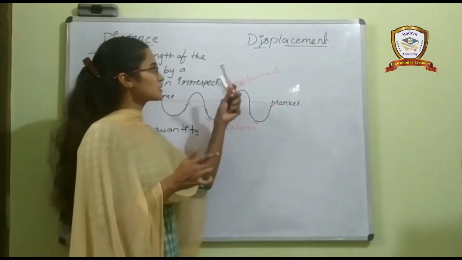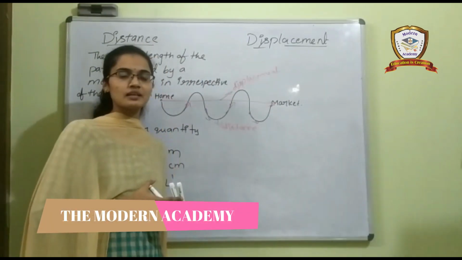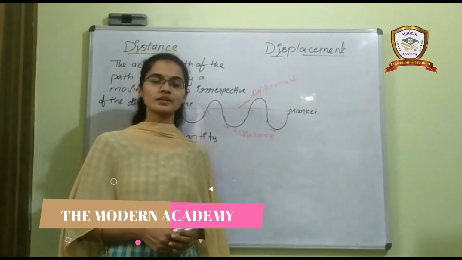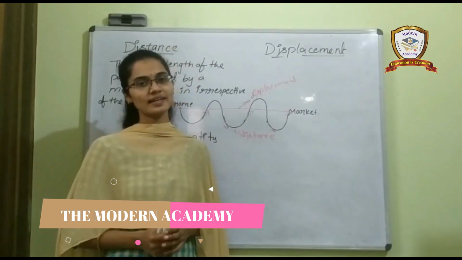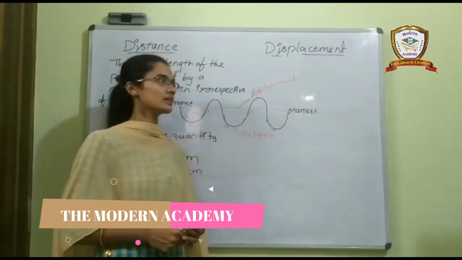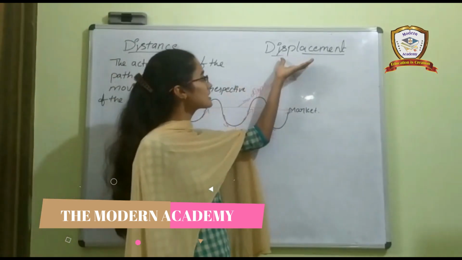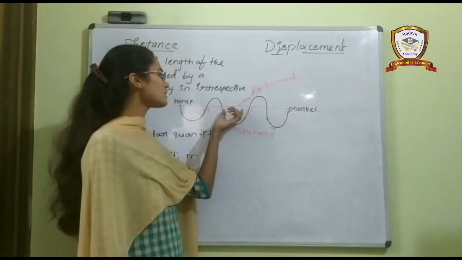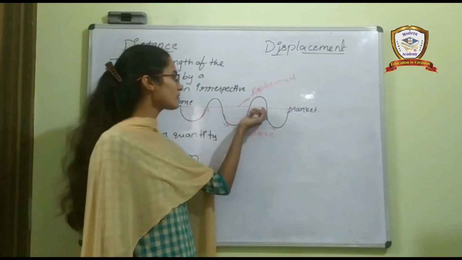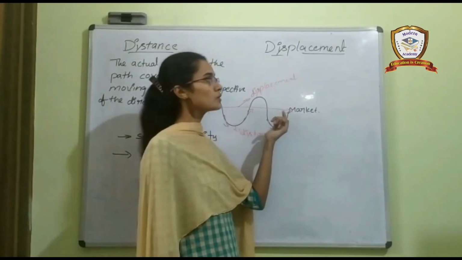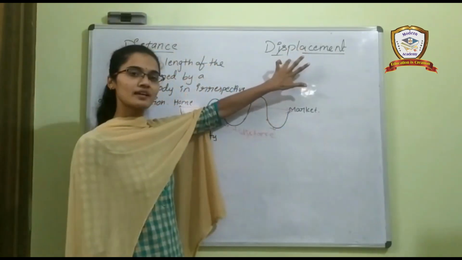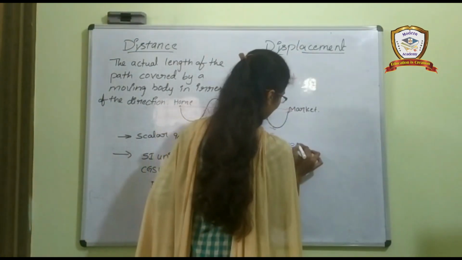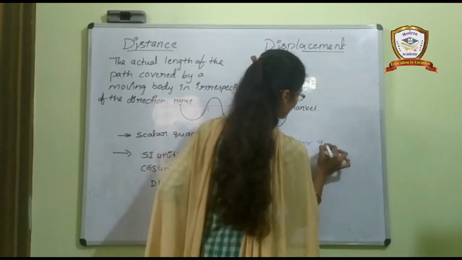So can you say displacement is a vector quantity or scalar quantity? Displacement is a vector quantity. First of all, what is meant by vector quantity? The quantity which having both magnitude and direction, that we call a vector quantity. Just observe here, displacement is also having both magnitude and particular direction. Magnitude is nothing but 5 meter, 10 meter like that, and also having direction that is towards east. So that's why displacement is also a vector quantity.